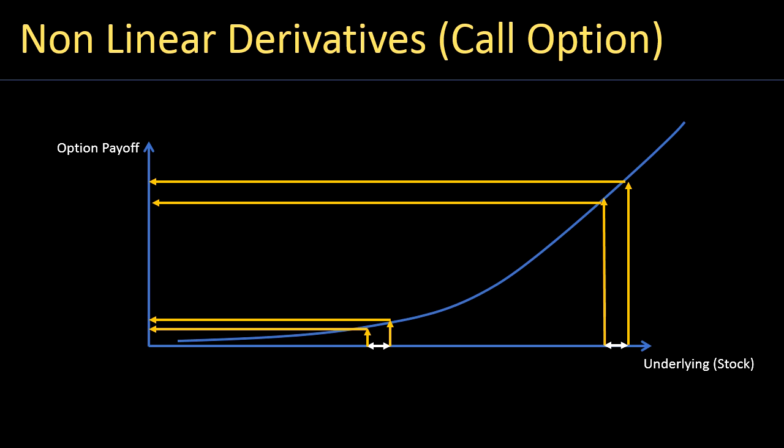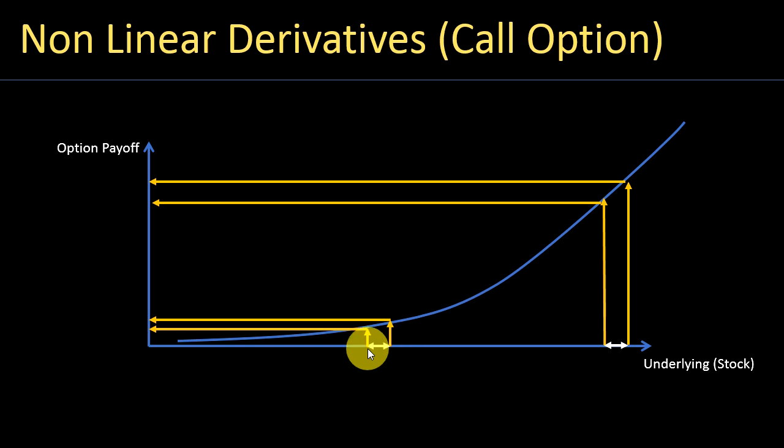Hi, we are going to have a quick look at what we mean by non-linear derivatives. One of the good examples to speak about this is a call option. Here you can see I've drawn the payoffs of a call option with respect to its underlying. Let's assume this is a call option on a particular stock. As the stock price keeps increasing, the value of the option will increase, and that's the reason it's an upward sloping curve.